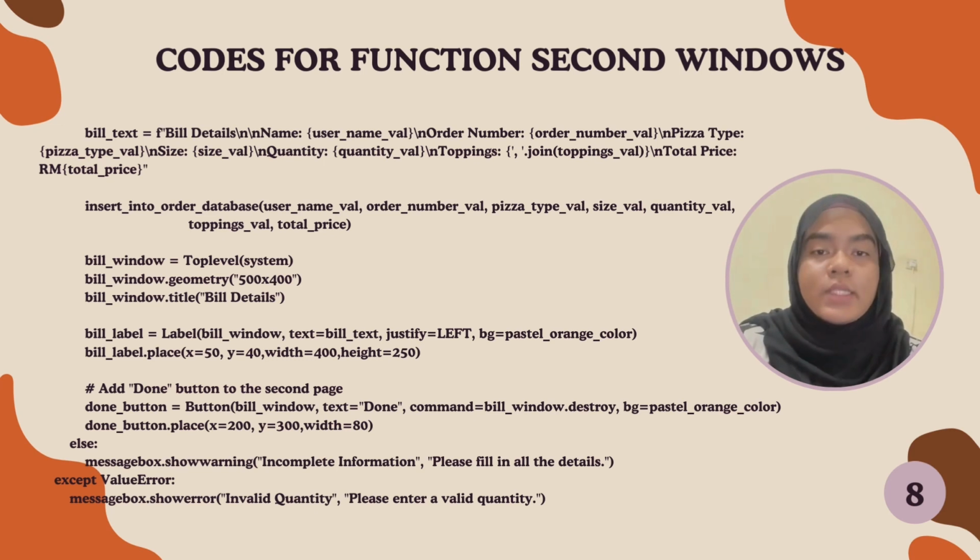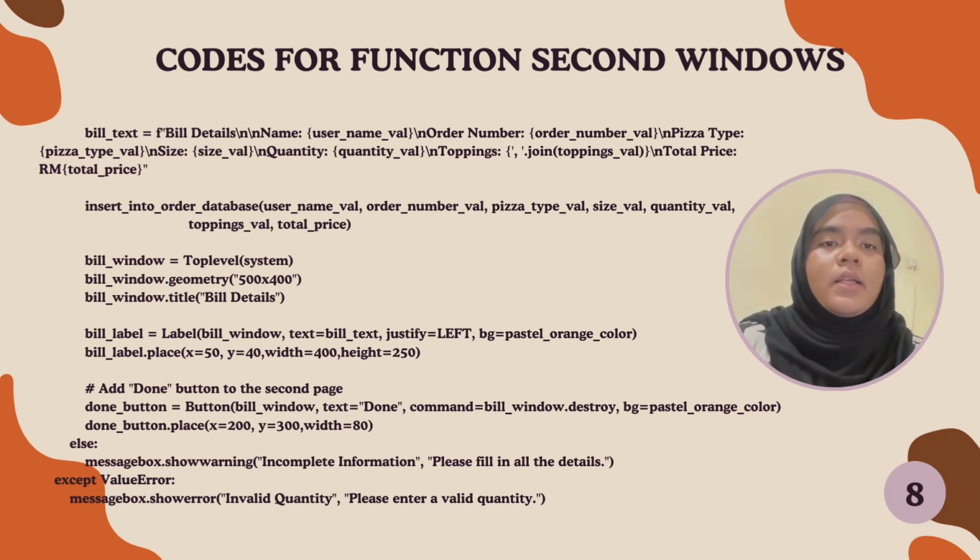Okay, for this line, it calls a function, which is insert into order database, with the provided parameters to store the details of the order in the database. And the third one is bill window equal to top level system. So this creates a new top level window, which is a pop-up window called bill window.